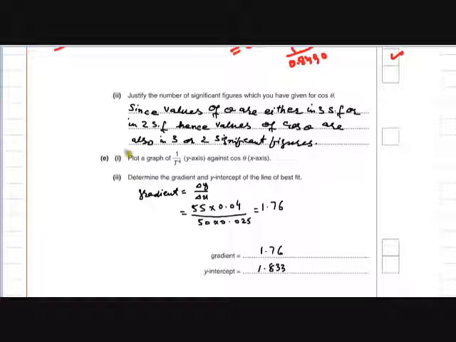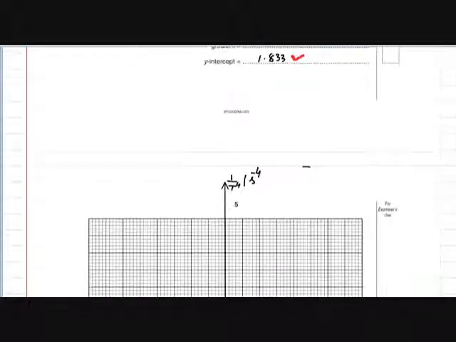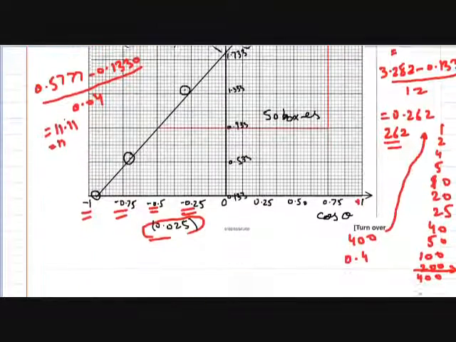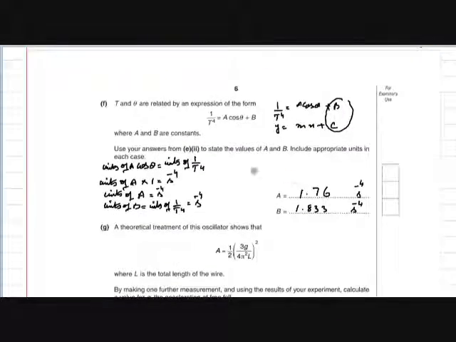A gradient is delta y upon delta x. There were 55 boxes along the y-axis and 50 along the x-axis. So 55 multiplied by 0.04, and then 50 multiplied by 0.025 comes 1.76. So the gradient is 1.76, and directly we have calculated the y-intercept is 1.833. Then he says, this one you can see, he's given here.